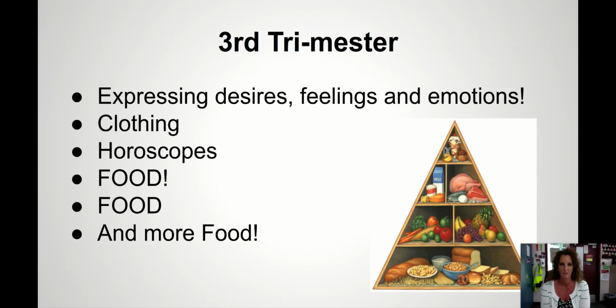In trimester 3, we're going to express desires, feelings, and emotions. We're going to learn about clothing, horoscopes, and I always end the year in food. Why do I end the year in food, where at the high school they begin the year in food? Because these are 8th graders. And at the end of the year, especially around April and May, I start to lose them because they're already done with 8th grade. They want to go to high school. But how I can keep them with me is talking about food, learning about food, eating food.